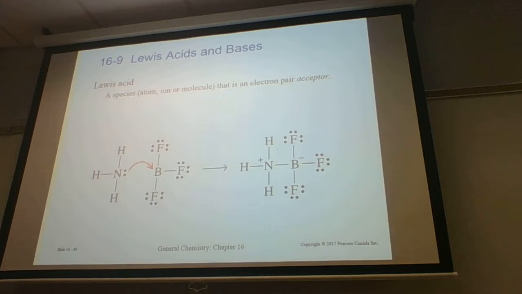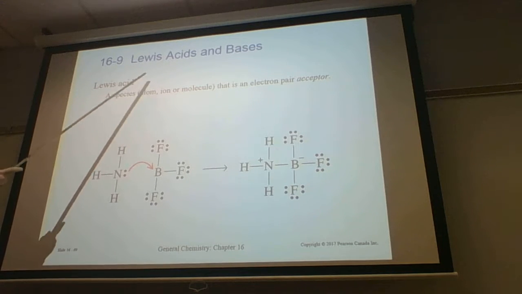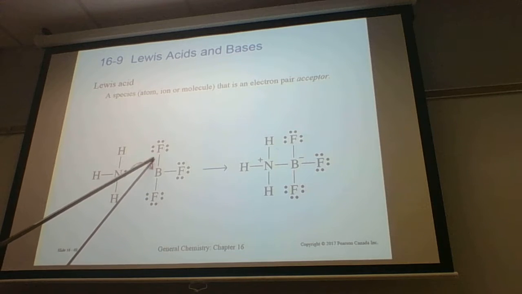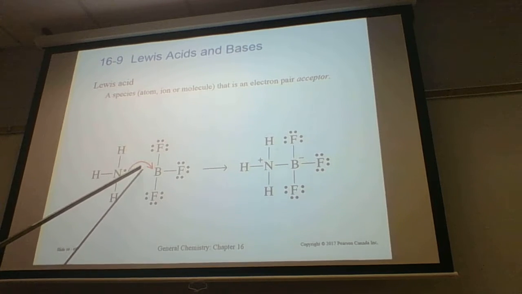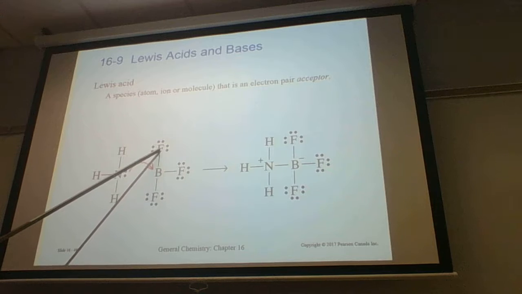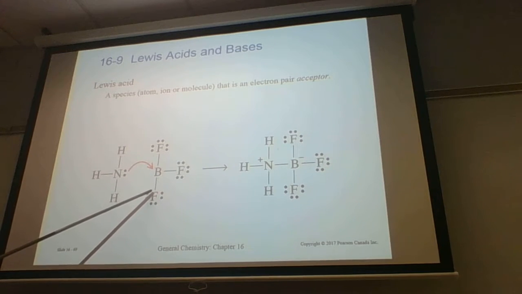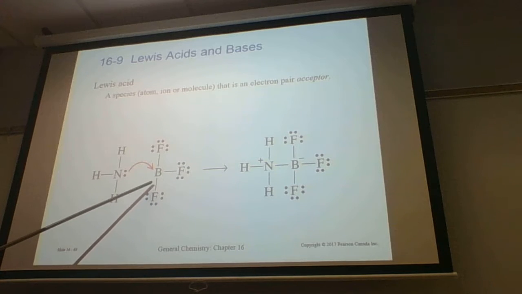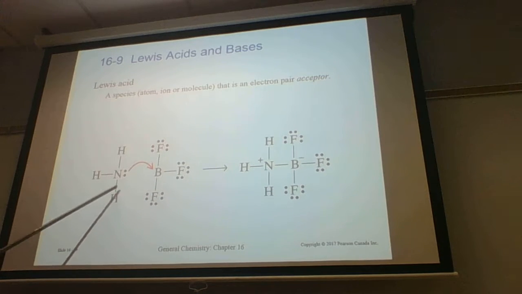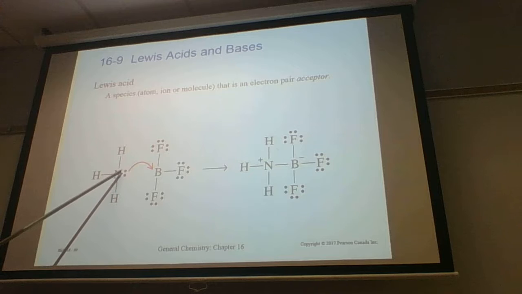All right, the final section of chapter 16 deals with Lewis acids and bases. A Lewis acid like this is just capable of accepting a pair of electrons. Boron trifluoride turns out to be a powerful Lewis acid because it's got less than an octet, so it wants to complete that octet. And so what happens here is an sp3 lone pair comes in.